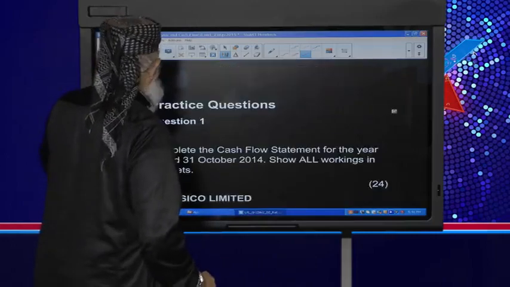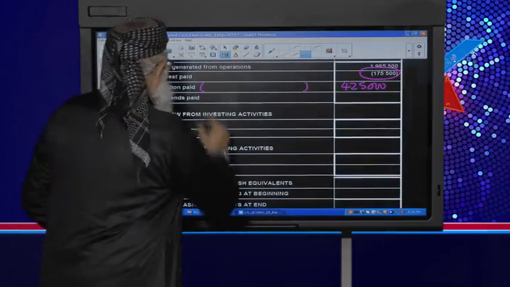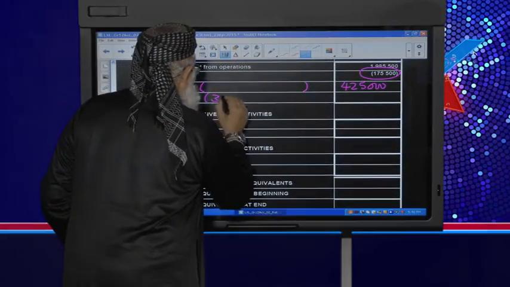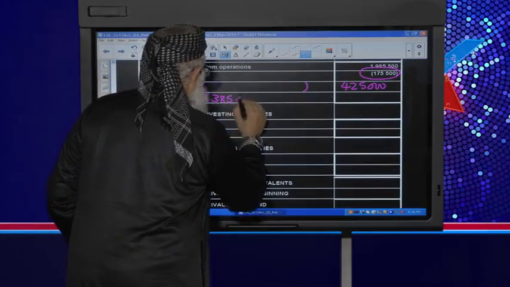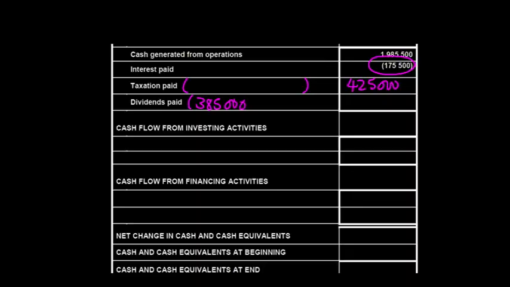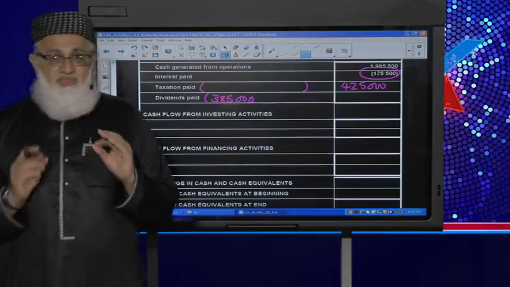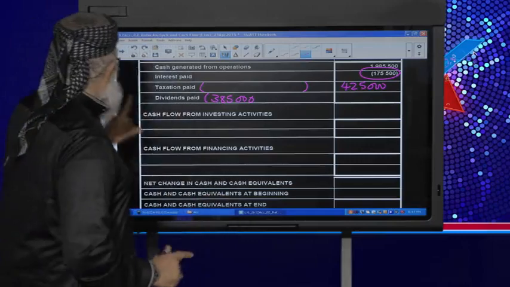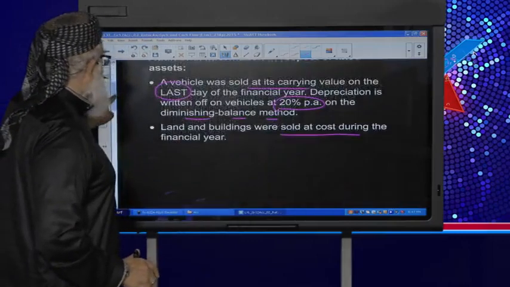So immediately, I say, open my bracket, 385,000 rand. What is that? Last year's final. What else do I look for? I look for this year's interim. What am I looking for? This year's interim. Let's look at the information. Am I told what it is?